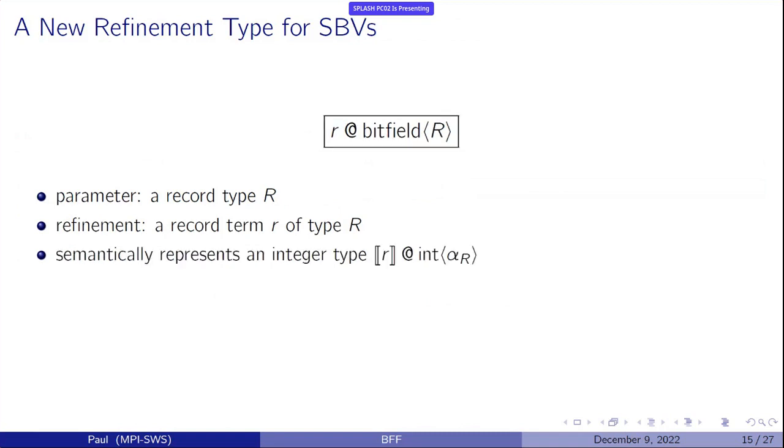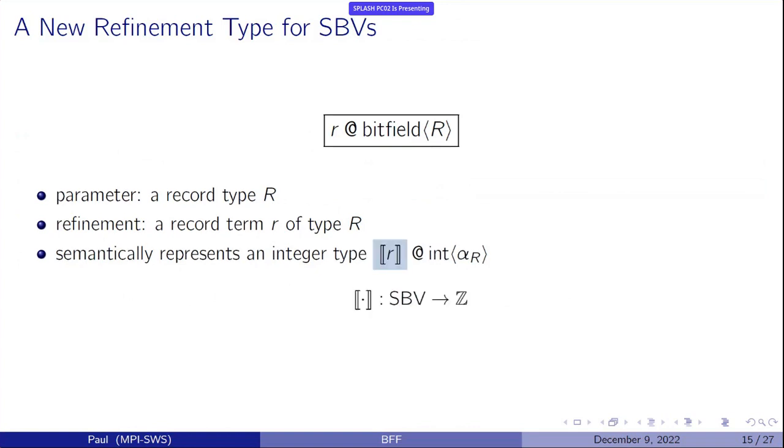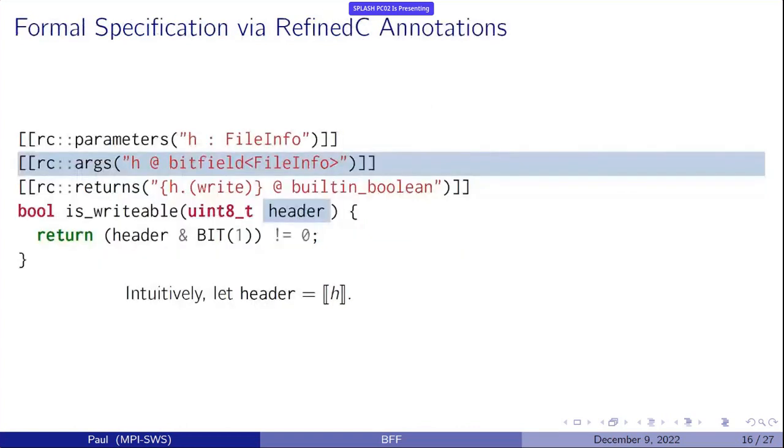Semantically, this refinement type represents an integer value, or an integer type whose refinement is the denotation of the record R, which is the integer value of the underlying bit vector that R represents. So with this new bitfield type, the user has a rather simple way to bind the input arguments with structured data. Namely, here we use the h@bitfield file info type to bind the input argument header.